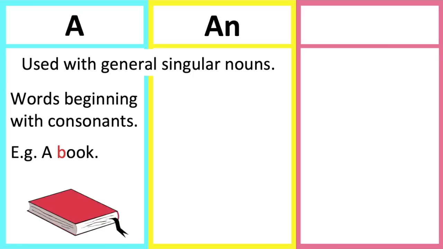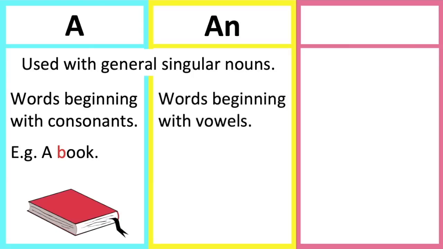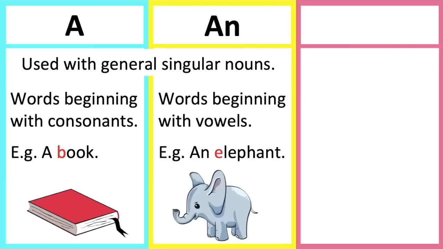The indefinite article an is used before a word beginning with a vowel. For example, an elephant. The letter E is a vowel. Other examples include an alligator, an insect, an octopus, an umbrella, etc.